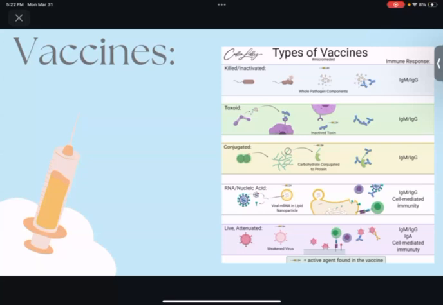Viral vector vaccines use modified viruses to deliver antigen genes. DNA vaccines contain plasmid DNA encoding microbial antigens for host expression.